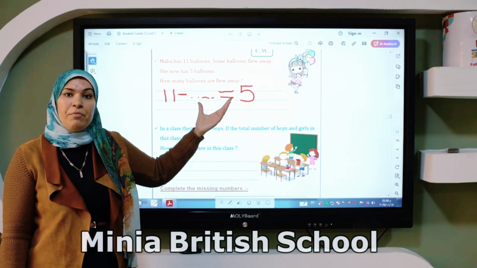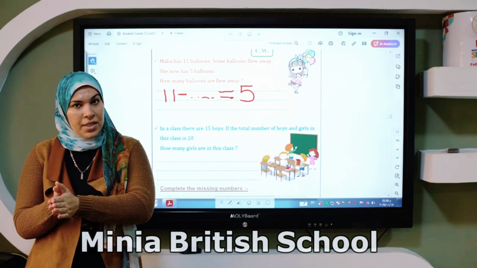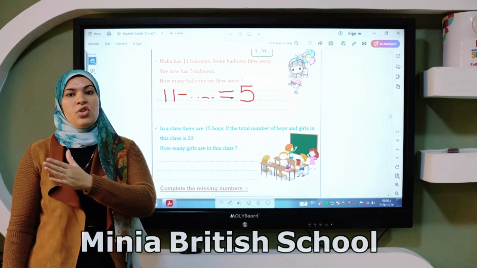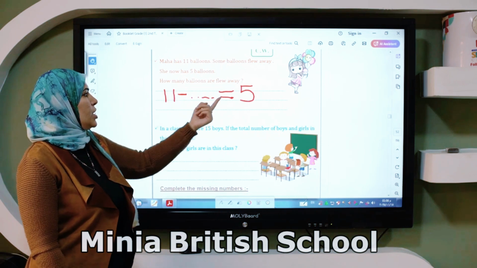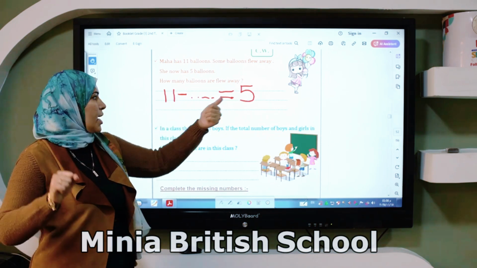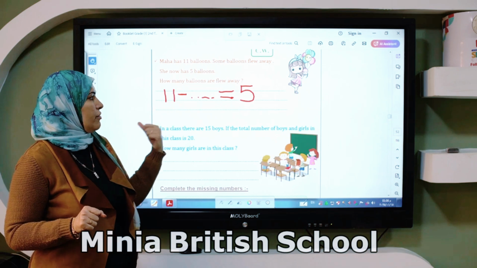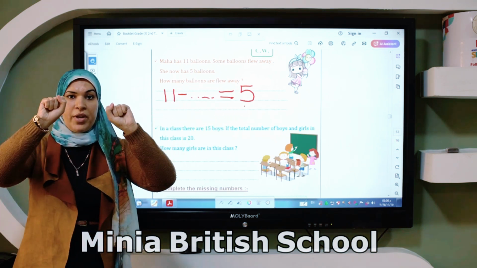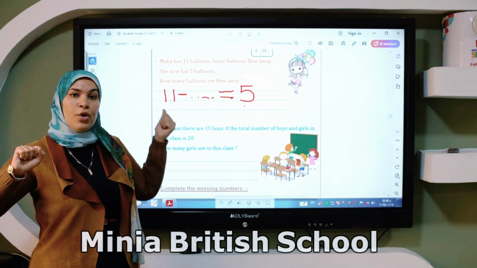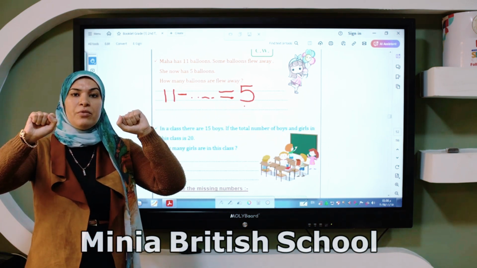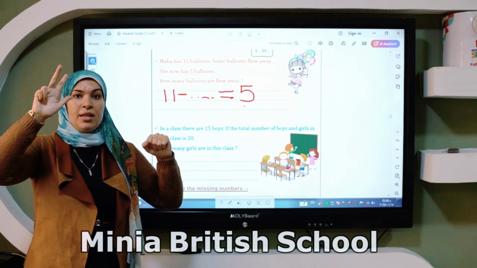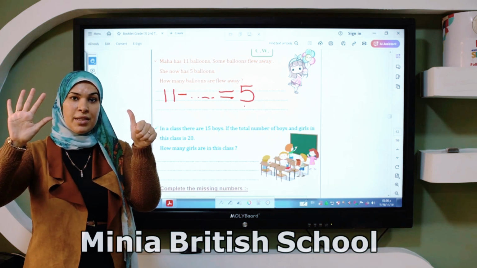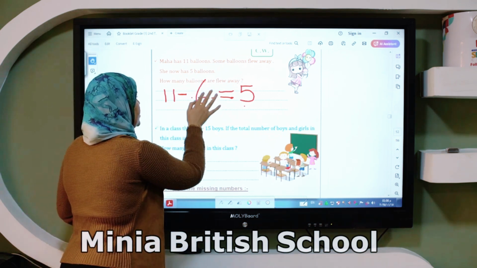Here we have missing numbers, and we said if you have a question about missing numbers, make the steps like you make a subtraction question. So close your fingers and count after 5 to reach 11. After 5: 6, 7, 8, 9, 10, 11. How many fingers? 6. So the answer is 6.